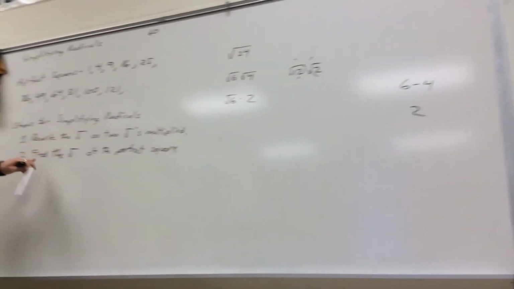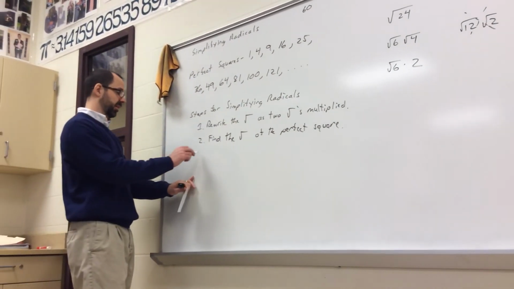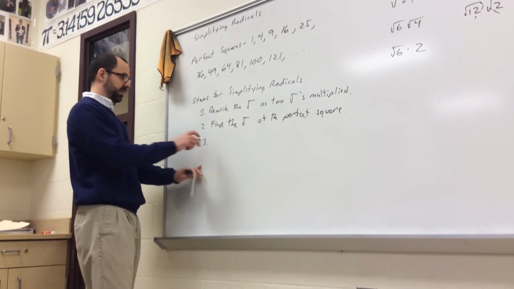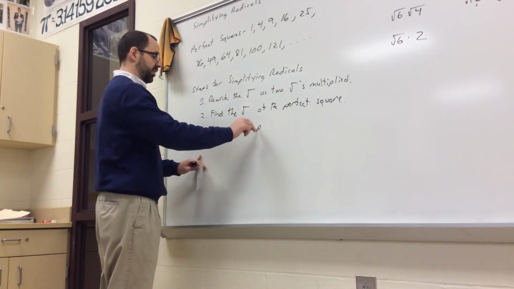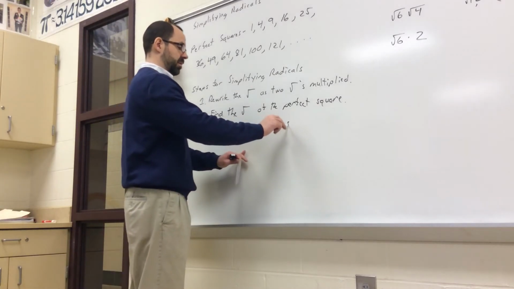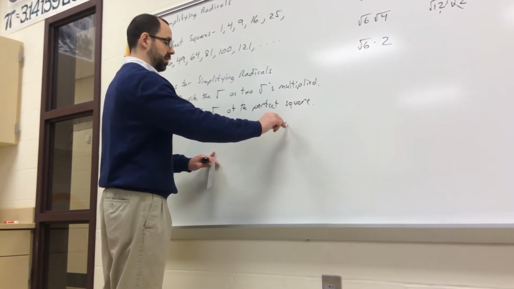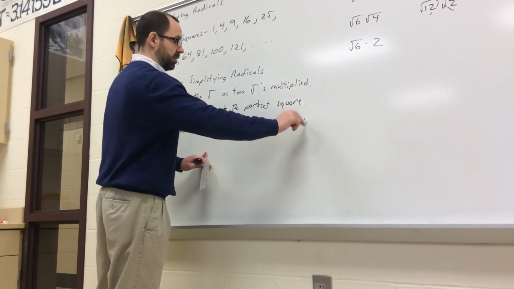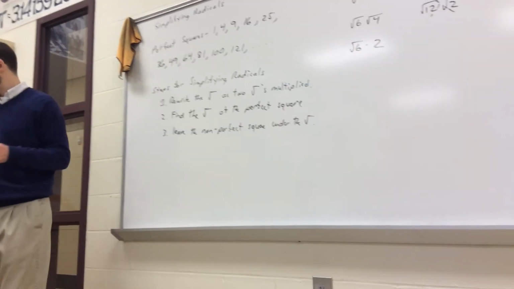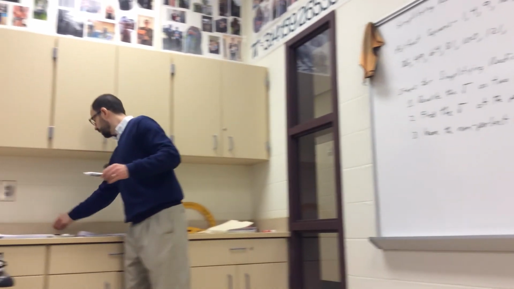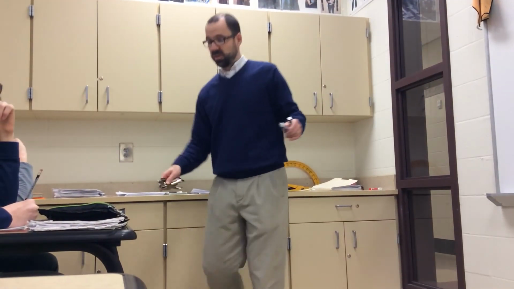Okay, so that's step 2, find the square root of the perfect square. And then step 3 is leave the non-perfect square under the radical. So that's it for note card 60.